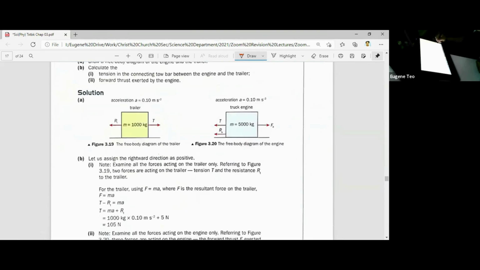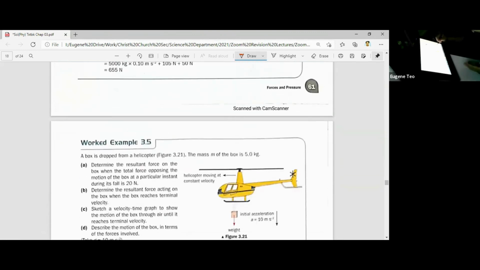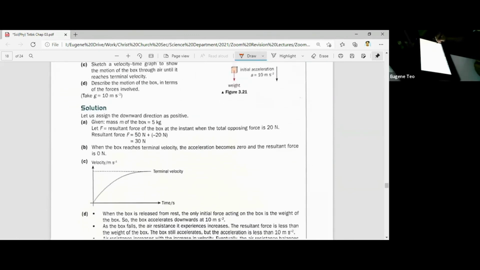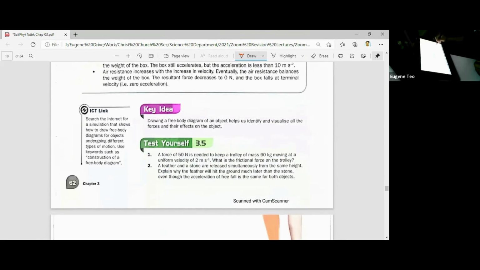So all these examples, do go through them and read through. They're actually quite meaningful. It helps you understand how to apply the various principles for forces.